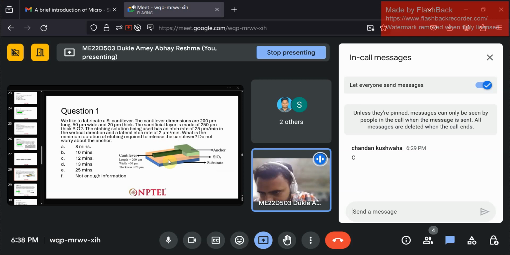Now the width of this device is 50. Since the etching is happening from both sides simultaneously, the agent from the right side will eat away 25 micrometer, and the agent from the left side will eat away 25 micrometer. So basically, what we need to calculate is how much time is required by an agent to eat away 25 micrometer in the lateral direction. You know the etch rate, you know the etch distance. Can you just calculate the time?